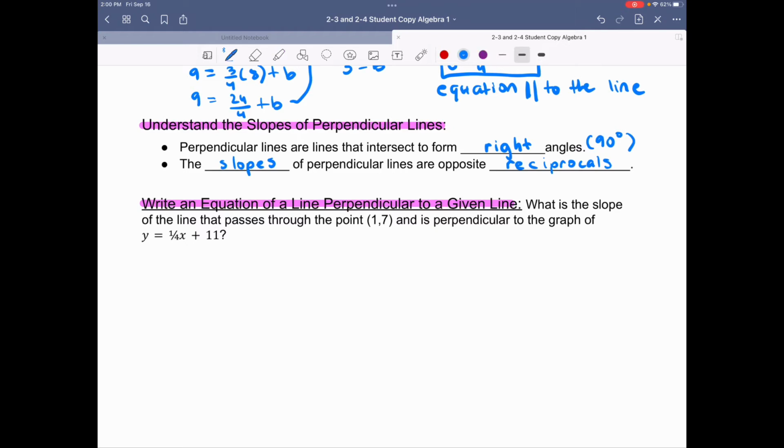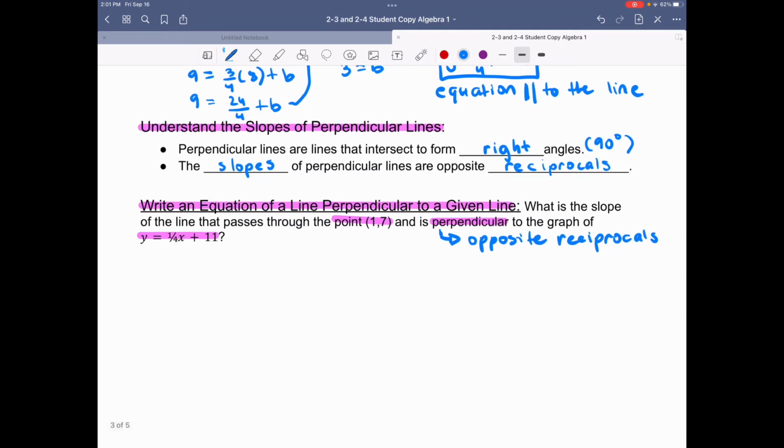So it reads here, what is the equation of the line that passes through the point (1, 7) and is perpendicular to the graph of y equals 1 over 4 x plus 11? Now we remember that when we need it to be perpendicular, the slope has to be opposite reciprocals. And I will show you what will happen with that. So we need the slope from the given line, which is y equals 1 over 4 x plus 11, and the slope was 1 over 4.